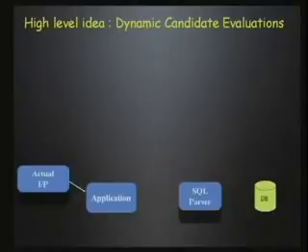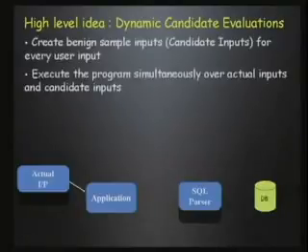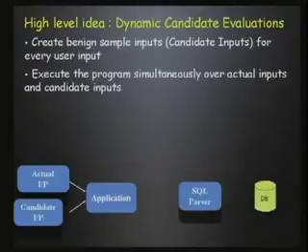So here is what we are set to do. There is an application and it receives actual inputs. Now these inputs may be malicious, and what we want to do is to provide candidate or sample inputs to the application. So we provide candidate inputs to the application, and it also receives actual inputs. Now we want to execute the web application simultaneously over actual inputs and candidate inputs.